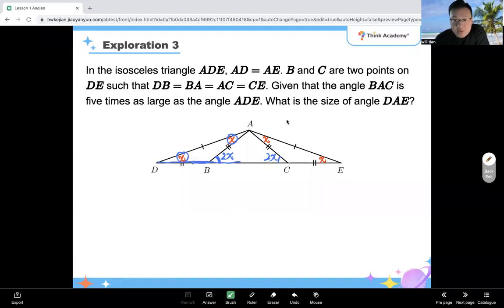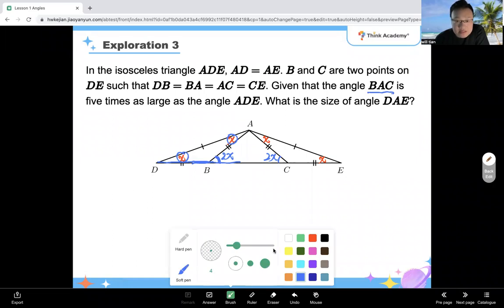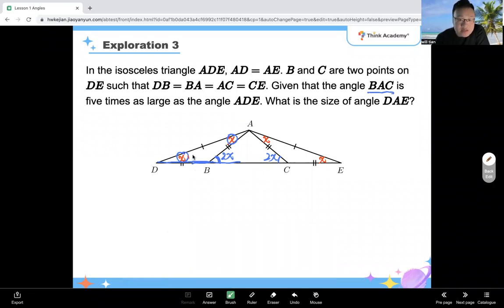And now let's see what we have. It says given that angle BAC is 5 times as large as the angle ADE. So let's say ADE is just 1x. We just label that 1x. And it tells you BAC is 5 times as large as that. So how can I represent BAC, guys? How many x? Is that 5x? Yes, it's 5x.